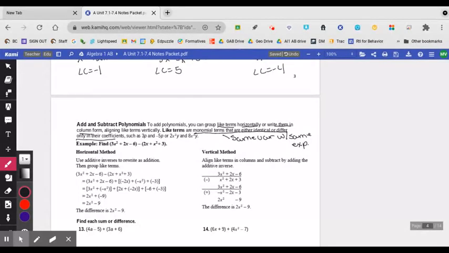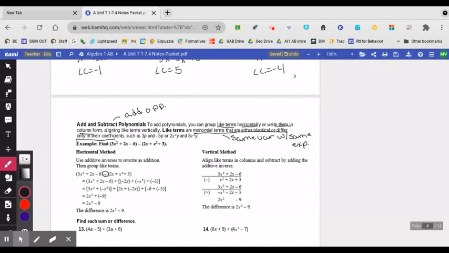To subtract, we're always adding our opposite. Subtracting is add opposite. So we distribute our negative. So horizontal, if we have 3x squared plus 2x minus 6 minus 2x plus x squared minus 3, first thing I do is I distribute the minus sign to the second parentheses. So it becomes plus negative 2x plus negative x squared plus negative 3.